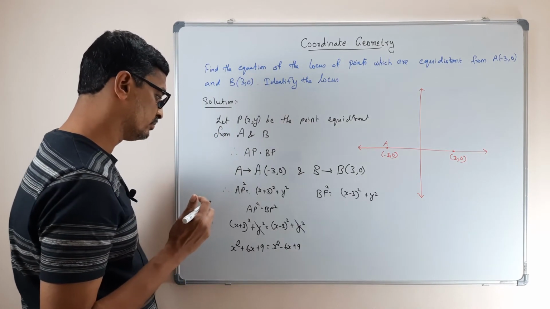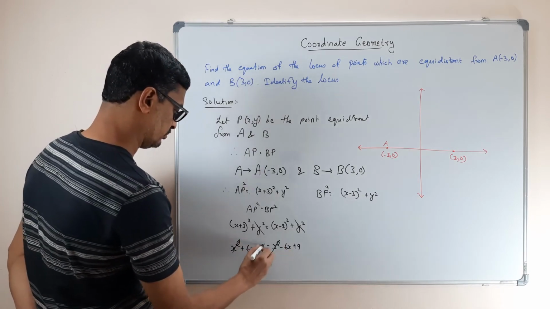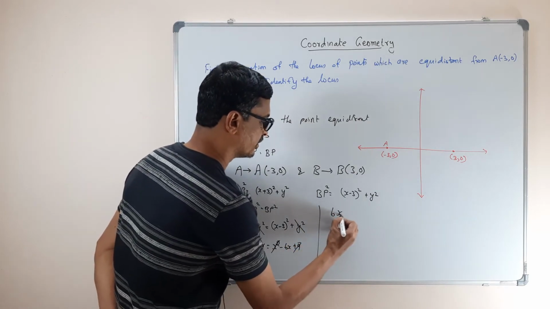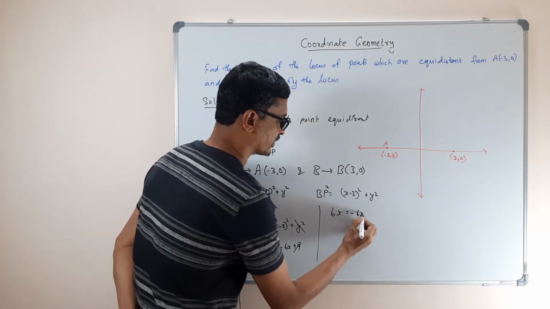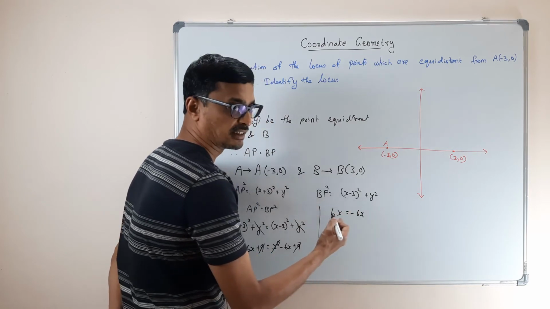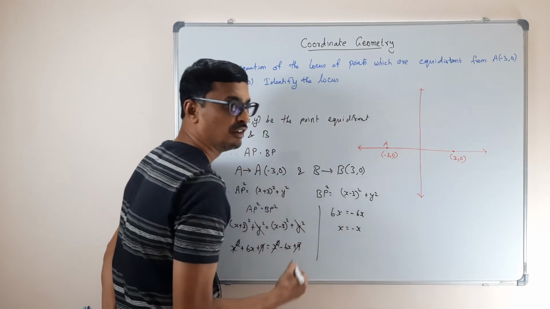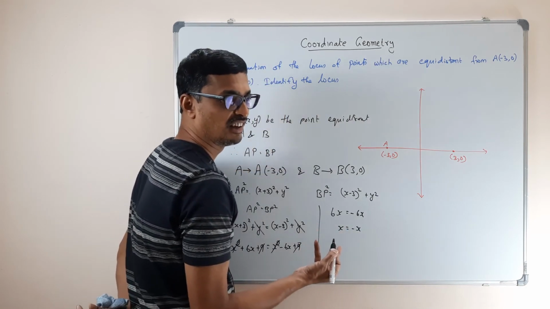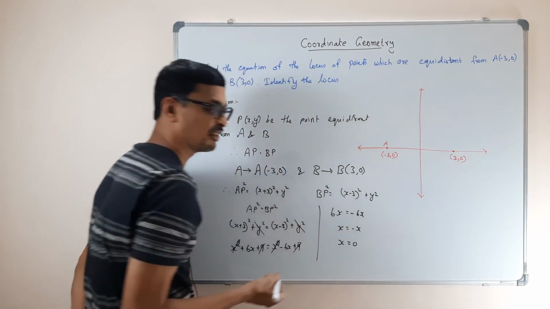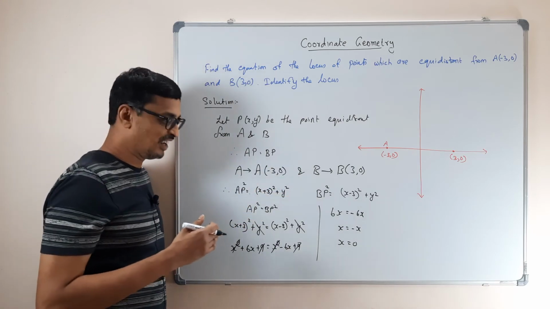So if you reduce it, 6x is equal to minus 6x. If I divide both sides by 6, what you are getting? x is equal to minus x. When can it happen? Only when x is equal to 0. No number is equal to its negative, except 0.